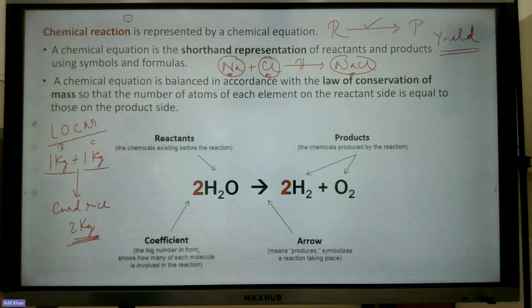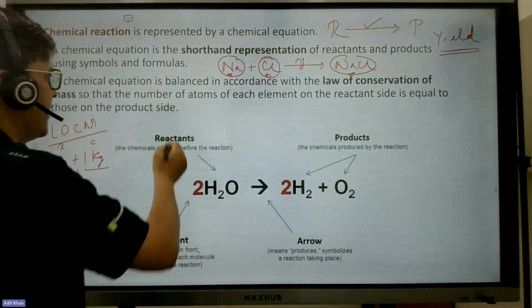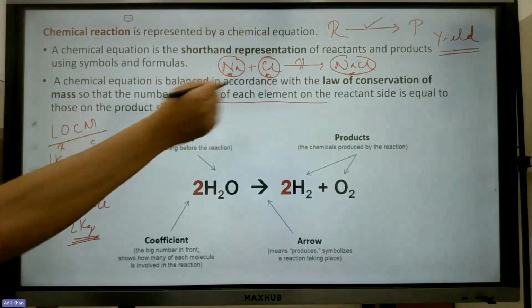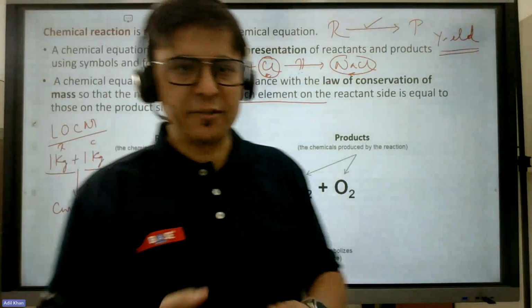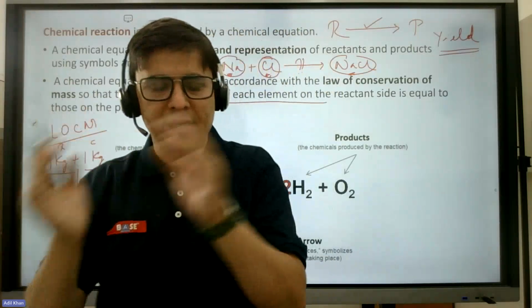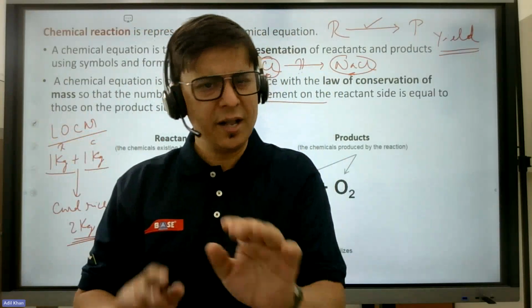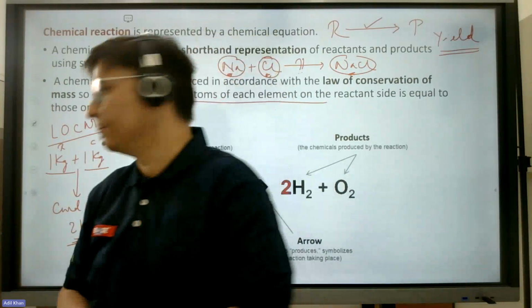A chemical equation is balanced in accordance with the law of conservation of mass, which states that the number of atoms of each element on the reactant side is equal to those on the product side. So this is telling with respect to the number of atoms on the reactant and product side. I explained using the mass concept. Both are accepted because the number only becomes mass after some time.